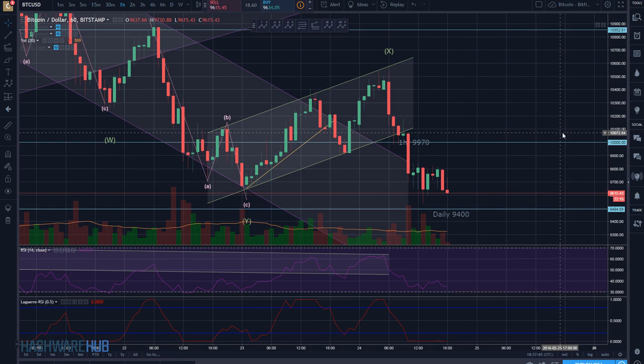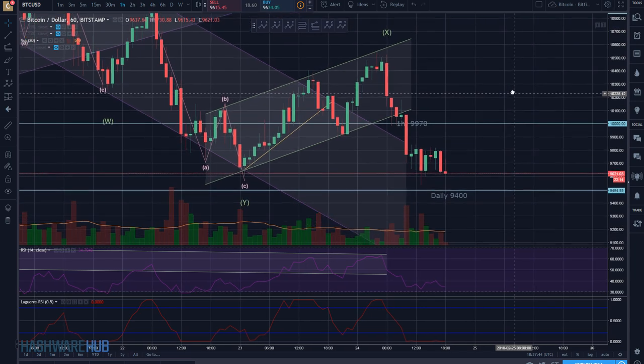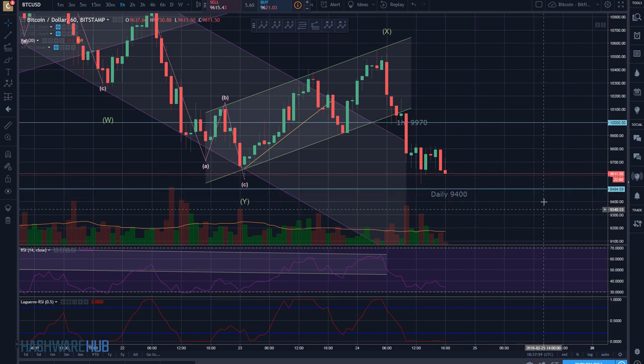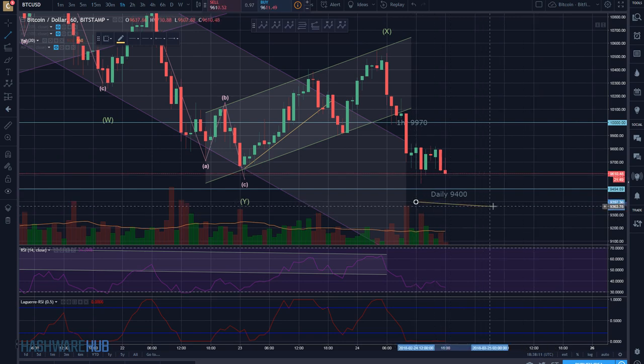Anyway, so we broke through there, and I also said on a daily basis, this 9,400 level is something that we are looking at. If we get down below this 9,400 level, which is actually right here, sorry, right here, 9,400, then we're not really going to be all that bullish on a daily basis.